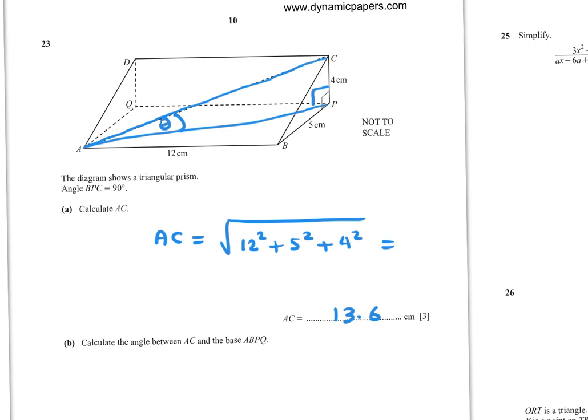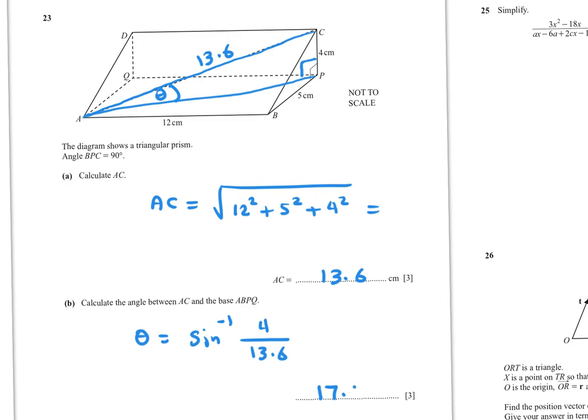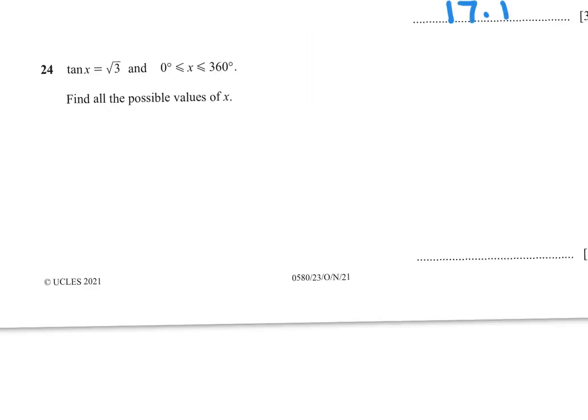We have AC equal 13.6 and we have CB is 4. So we have the opposite and the hypotenuse, so we can use sine inverse to find theta. So theta equals sine inverse of 4 over 13.6, which is 17.1 to 1 decimal place.